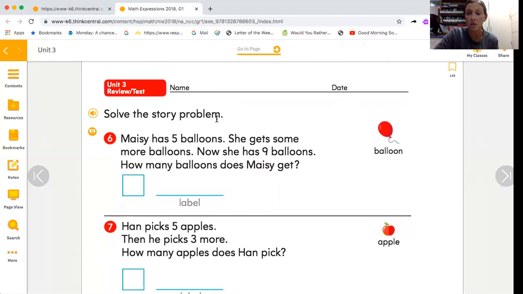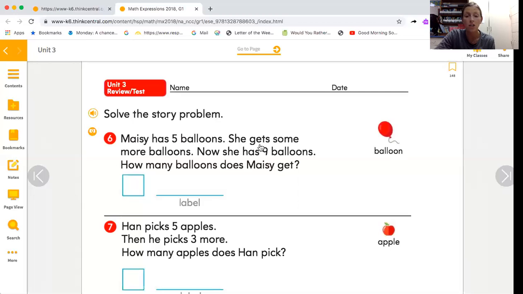So again, this is a situation equation. It tells you exactly what you need to know, and it will also tell you where the unknown is by using a certain word. And you'll have to decide, is it addition or subtraction? What word helps you figure that out? I'll read the problem one more time. Remember, write the equation over here. Put the unknown answer right here, and then write the label right here, and the label is balloons.